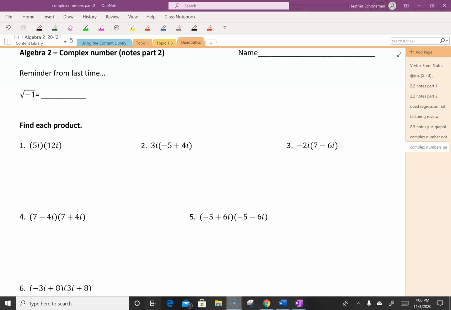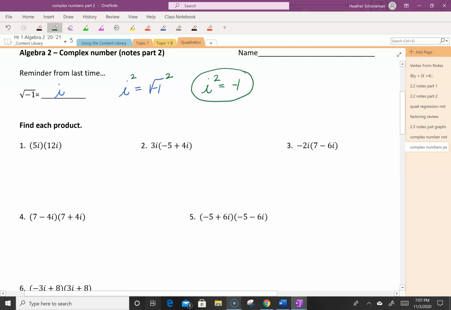All right, so last time we discovered that the square root of -1 was i. Well, if i equals the square root of -1, what if I squared both sides? Well, then the left would be i squared, and if you square a radical, it cancels it, you get -1. So we need to remember today that i squared is the same thing as -1. All right, so let's look at our notes.